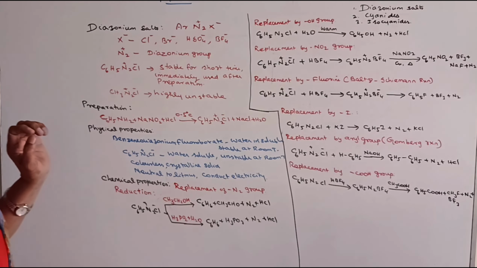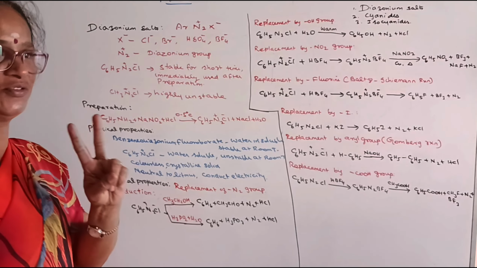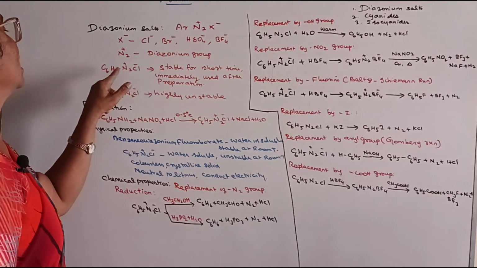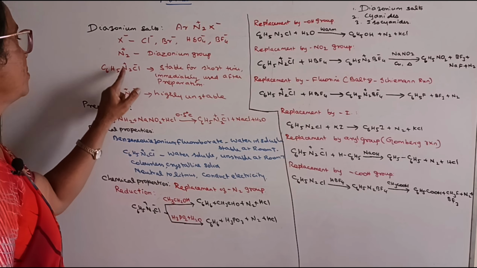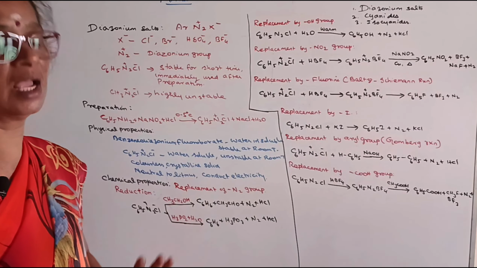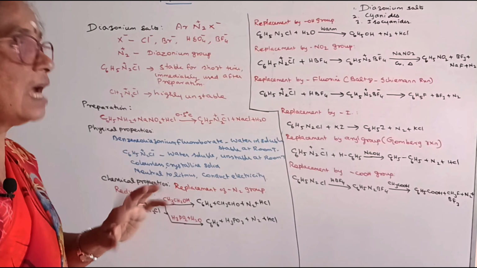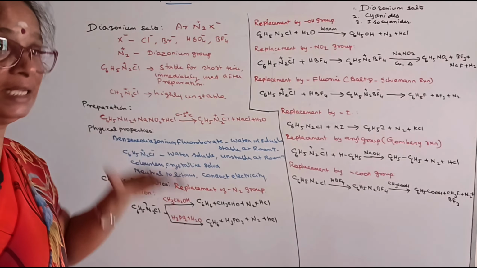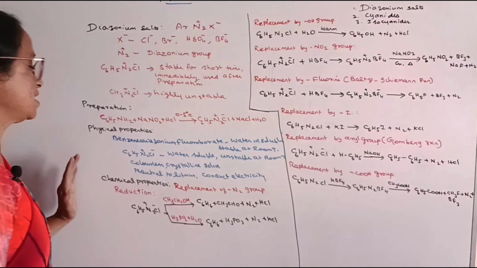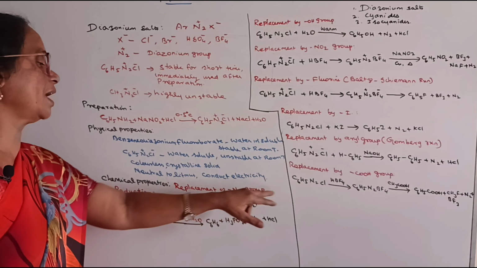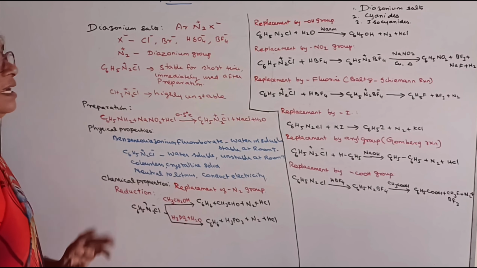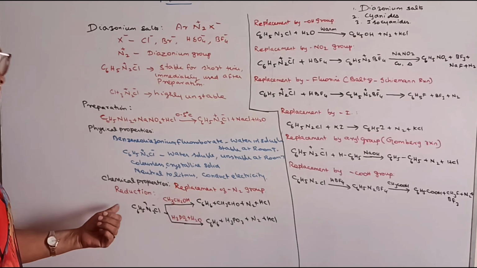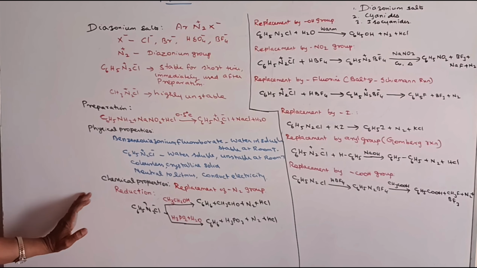The benzene diazonium group has two different kinds of reactions. One is the reaction in which the diazonium group is replaced by some other group. The other is the reaction in which the diazonium group is retained. Let us first see the replacement of the diazonium group from the diazonium salt. The first reaction is reduction.